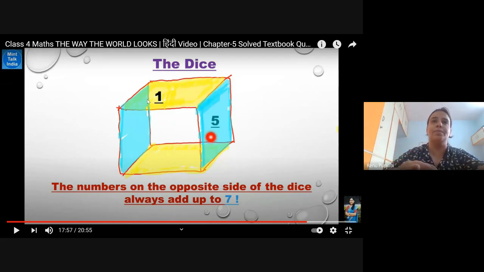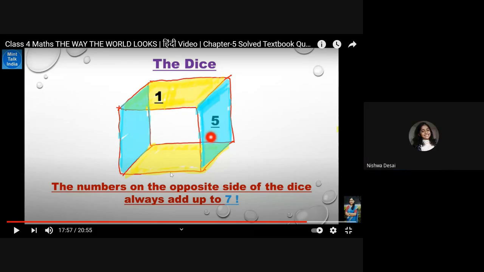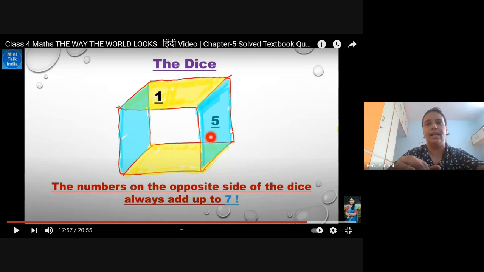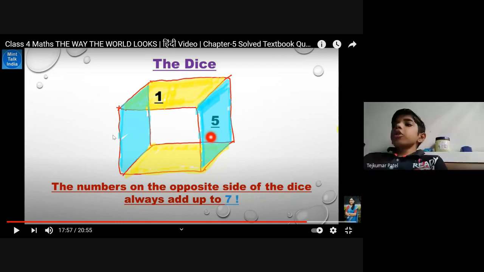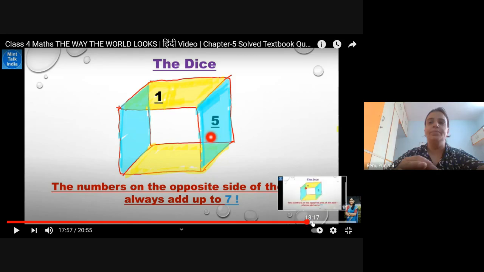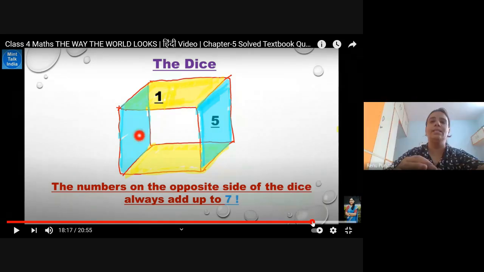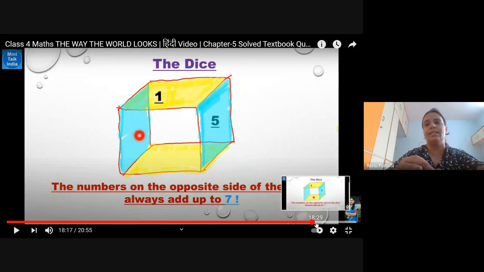If you see the top, number 1 is written. So can you guess the bottom number? 6. And if you see that 5 is written on the side, can you guess the other side? What is the number? 2. Yes. So always the sum, meaning the total of opposite sides, will always be 7 in the dice. This is the rule of 7 in the dice.